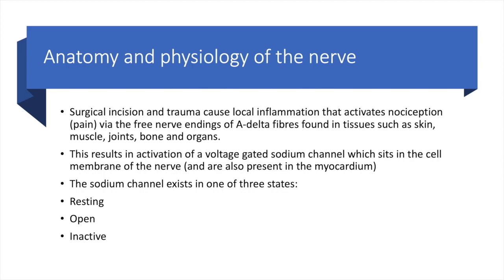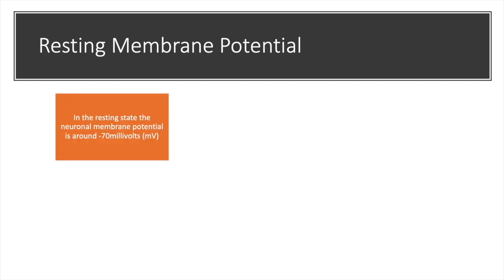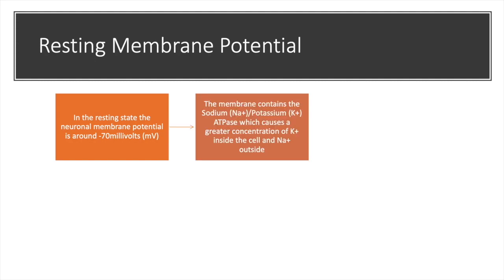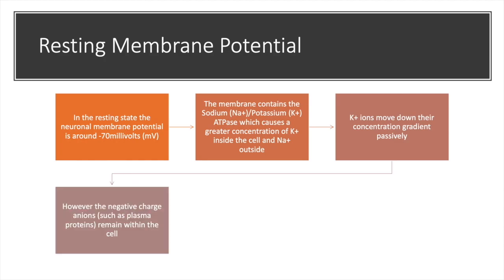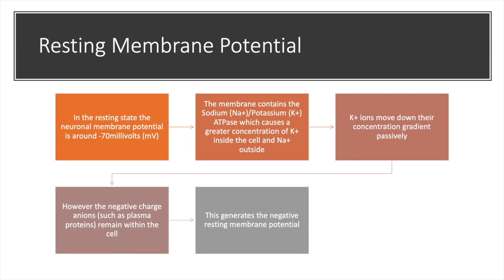So let's talk about the resting membrane potential and how that's formed. In the resting state, the neuronal membrane potential is around minus 70 millivolts, and this is kept in check by the sodium-potassium ATPase which sits in the membrane. It causes a greater concentration of potassium inside the cell and pumps sodium to the outside of the cell. Potassium ions can move down their concentration gradient passively, so they will leave the cell. However, the negatively charged anions, the most common being plasma protein, remain within the cell, and that's what generates the negative resting membrane potential.